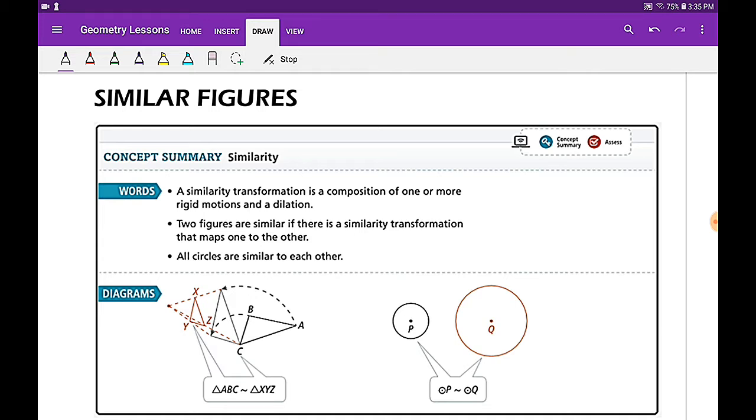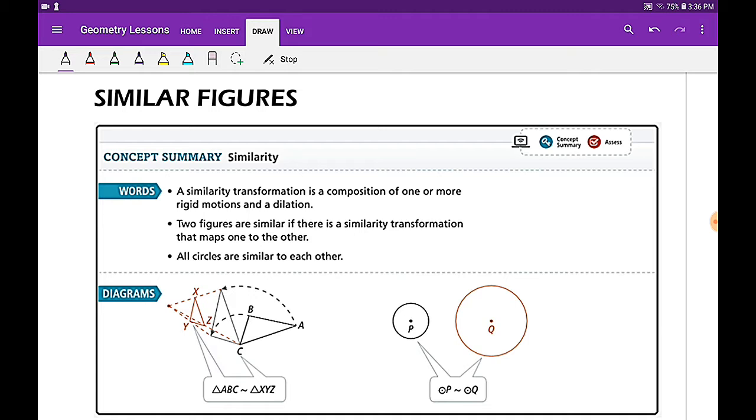Now, if I make this statement, all squares are congruent, would that be true always, sometimes, or never? The answer is, while some squares are congruent, not all squares are congruent. So the statement about the congruence of squares is just sometimes true. The statement regarding similarity of squares is always true.